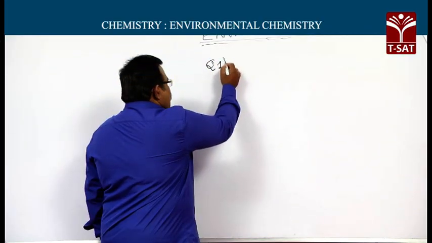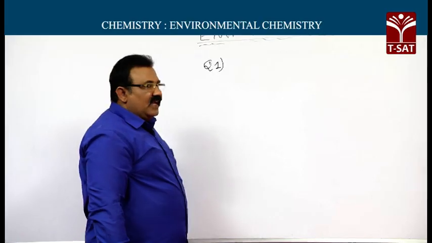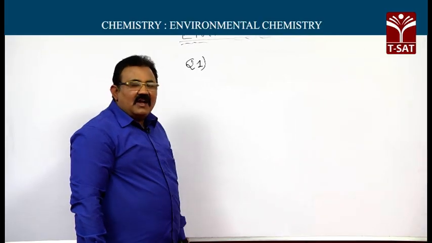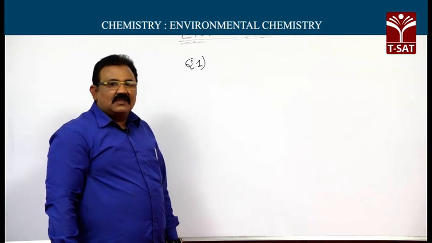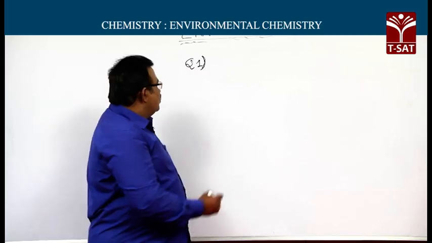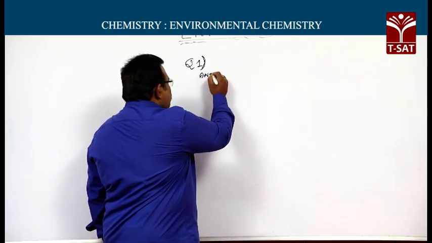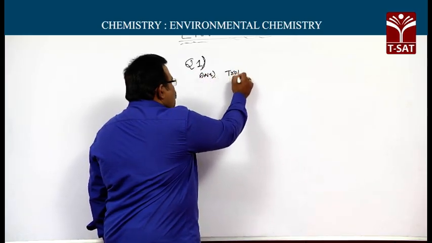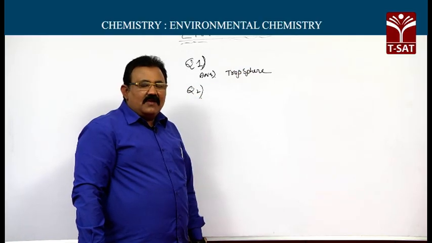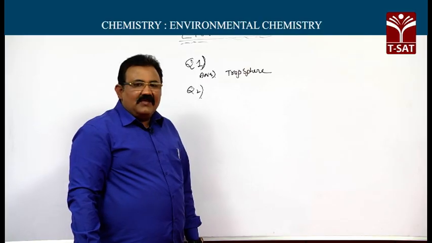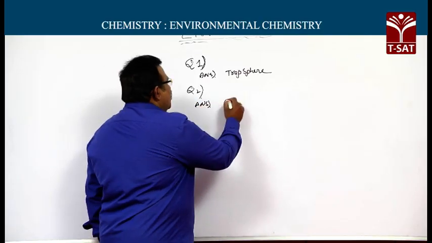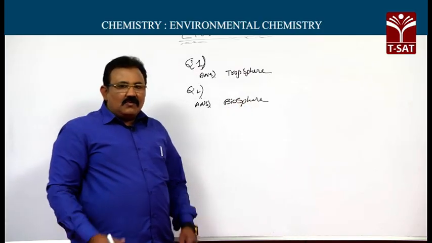Let us have one question on the environmental segments. Which environmental segment is closer to the earth? Then the answer is troposphere. Let us have one more question. In which environmental segment are the living organisms present? Answer is biosphere.